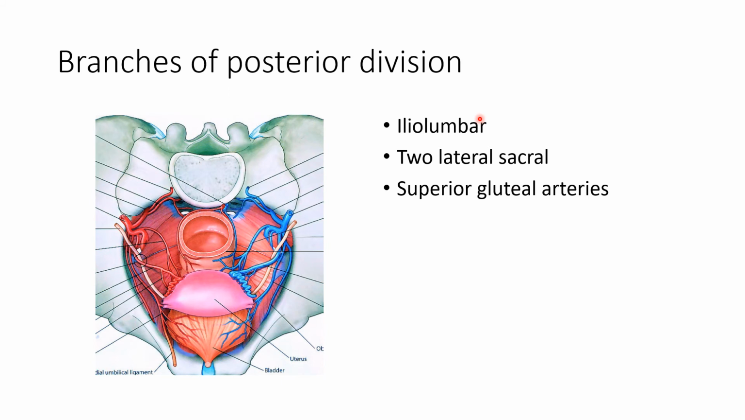And the lumbar branch passes over the psoas major and anastomoses with the fourth lumbar artery, and supplies the intervertebral foramen between the fifth lumbar vertebra and the sacrum. Second one, there are two lateral sacral arteries. The lateral sacral artery usually consists of an upper and a lower branch.